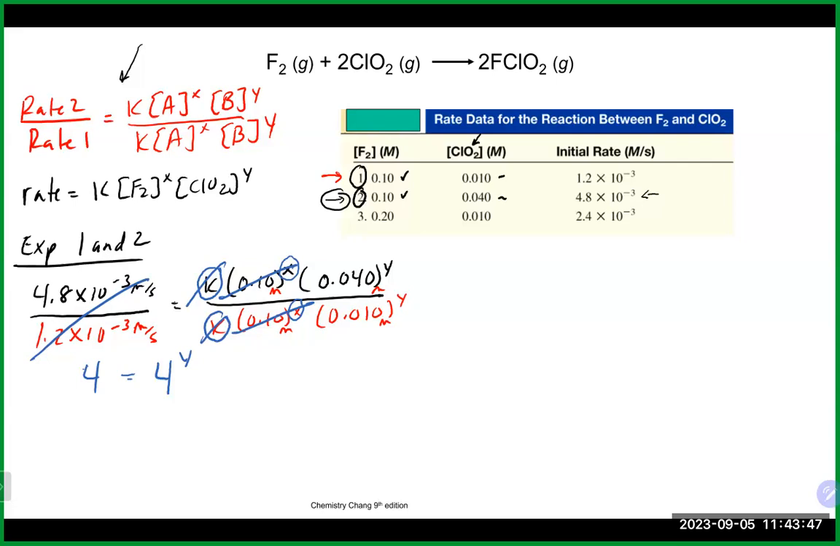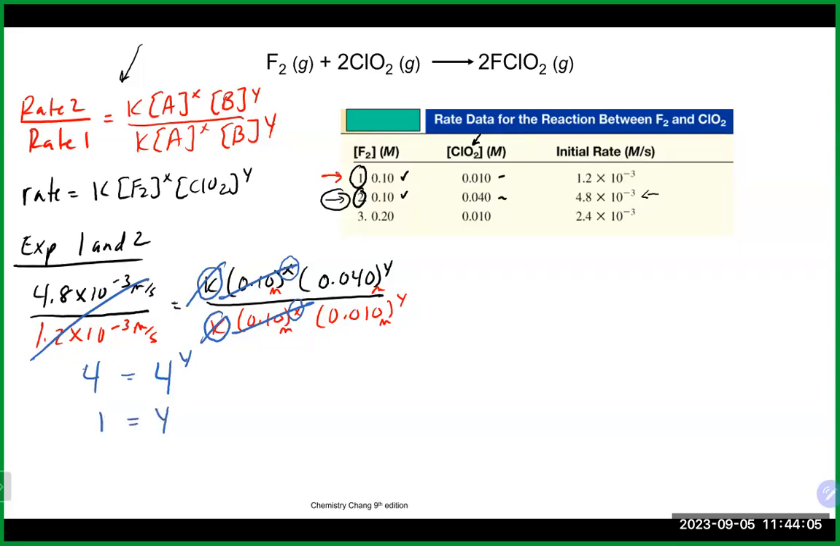And that's why when we chose these two entries, we wanted those concentrations to be the same for that particular reactant so that everything would cancel out and we wouldn't have more than one unknown, right? All right, so at this point, you probably can visualize that y here would equal 1 in this case, yes?